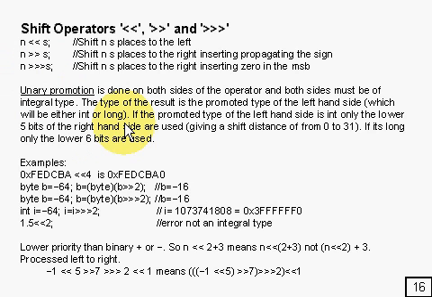Right, if the promoted type on the left hand side is an int, only the lower 5 bits are used on the right hand side, and that will give you a shift distance of 0 to 31. And if it's long, 6 bits on the right are used, and that will give you a shift range from 0 to 63.